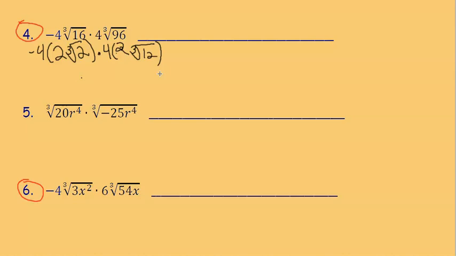So let's multiply these together. Negative 4 times 2 is negative 8. So negative 8 cube root 2 times 4 times 2 is 8 times the cube root of 12. So let's multiply the outsides together and the insides together. Negative 8 times 8 is negative 64. 2 times 12 is 24.